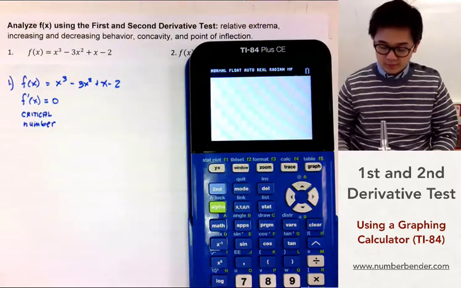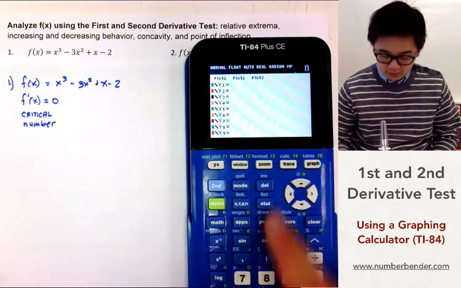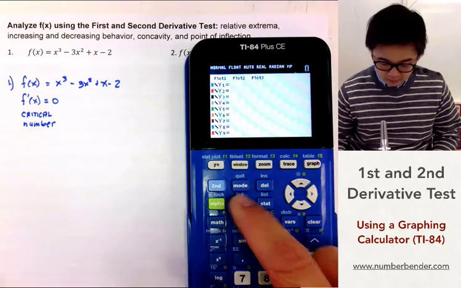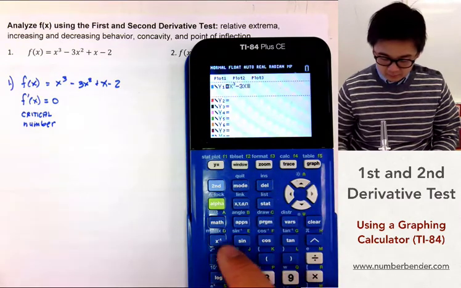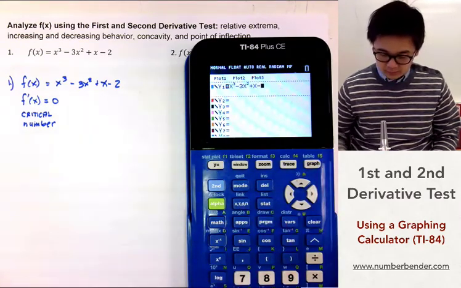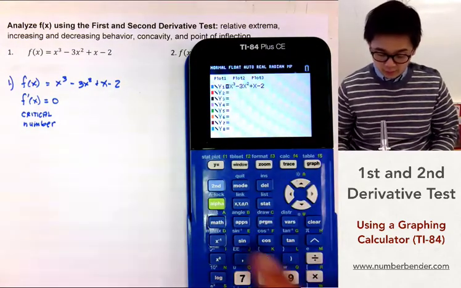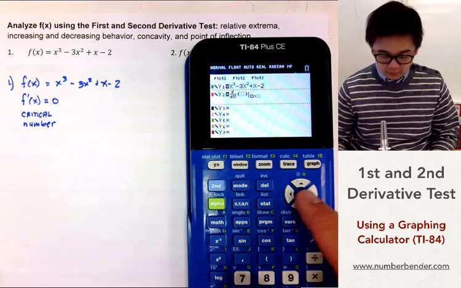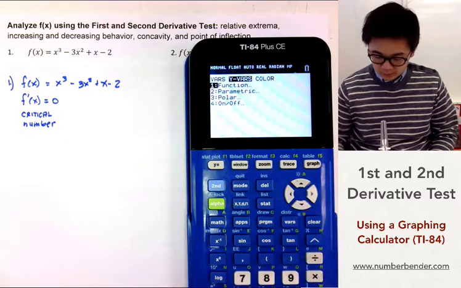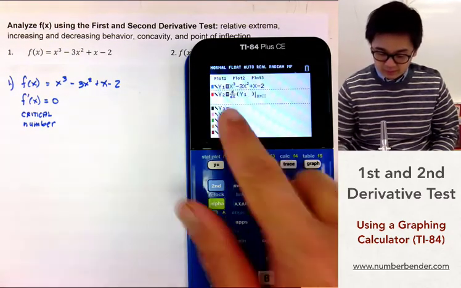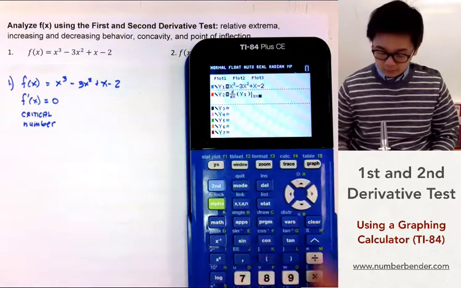So to start, this is your y equals, this is your graph right here. So let's plug in our function x cubed minus 3x squared plus x minus 2. And to get the first derivative of function y sub 1, you push math 8 and you push x, and then vars, y vars, go to function, and you'll get the derivative of y sub 1 with respect to x.